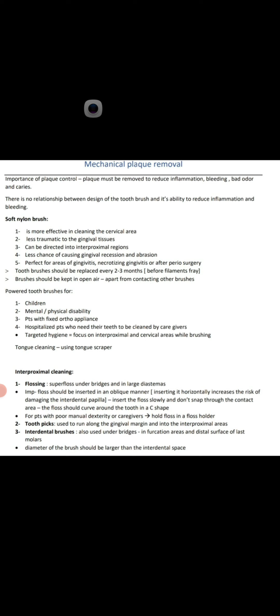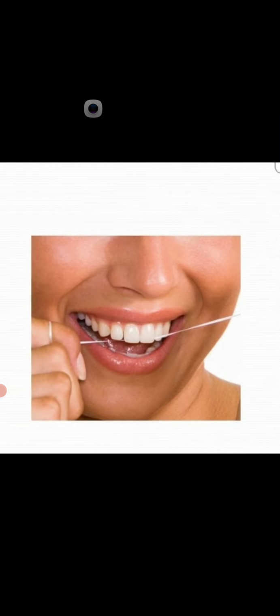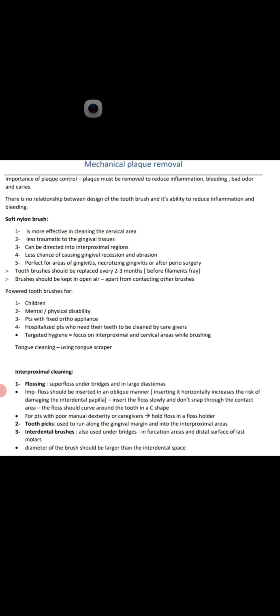Now come to the interproximal or interdental cleaning aids. In interproximal aids, there are three types. Number one is flossing. Look at this diagram, flossing. With the help of this floss, we clean the interdental areas. Use floss, or super floss, under bridges and enlarged diastemas.